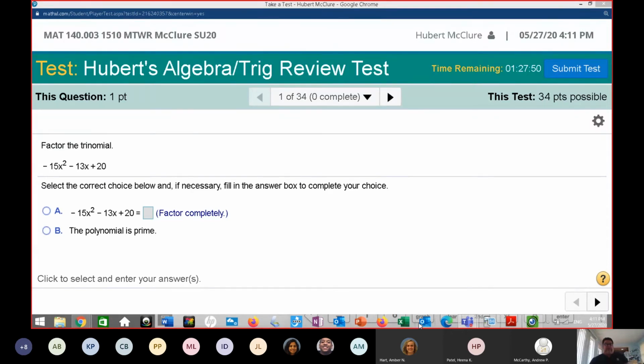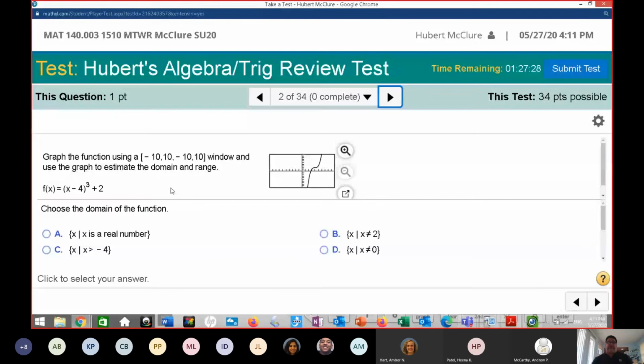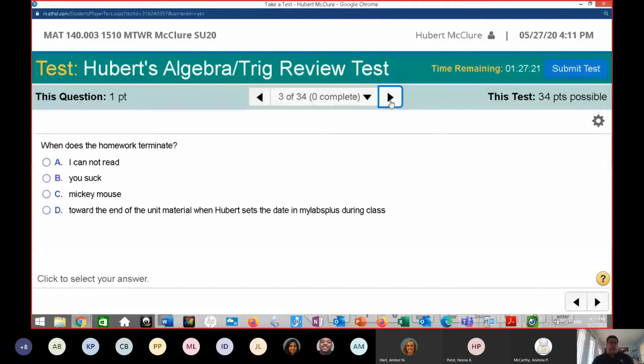All right, so now you can't factor out a 5. You could if you like fractions, but this one is reverse FOIL. And I'm just going to go through and show you the different things that I told you I would test you on. So that's reverse FOIL. That's how to use your calculator, vertical and horizontal shifts. I told you, family of graphs. And there's a homework question. When does homework terminate? Toward the end when I do a test, basically.